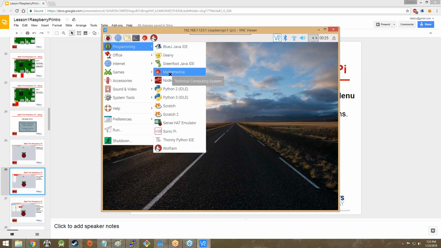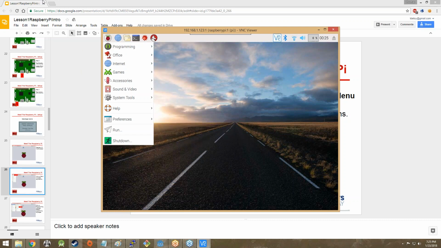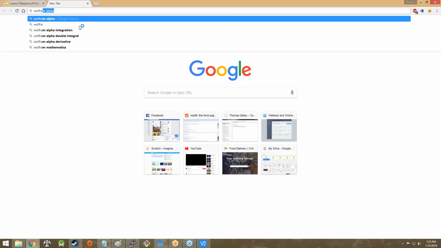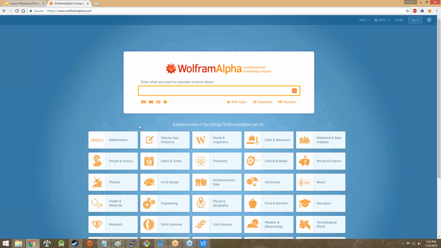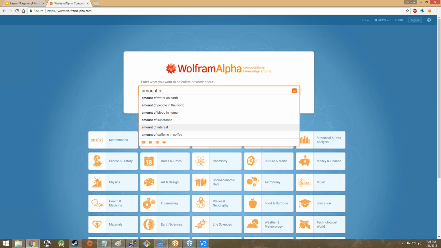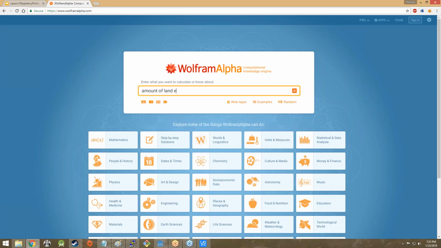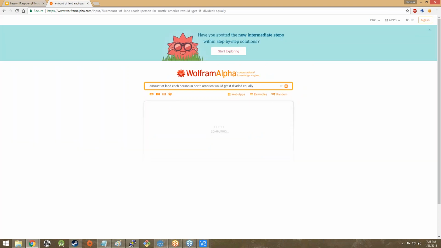Wolfram Alpha, if you've ever checked it out, is a neat little thing. It's kind of like Google, except you can say, amount of land each person in North America would get if divided equally. It might not be able to interpret this, but it'll try its best to. Let's see it do the computing.